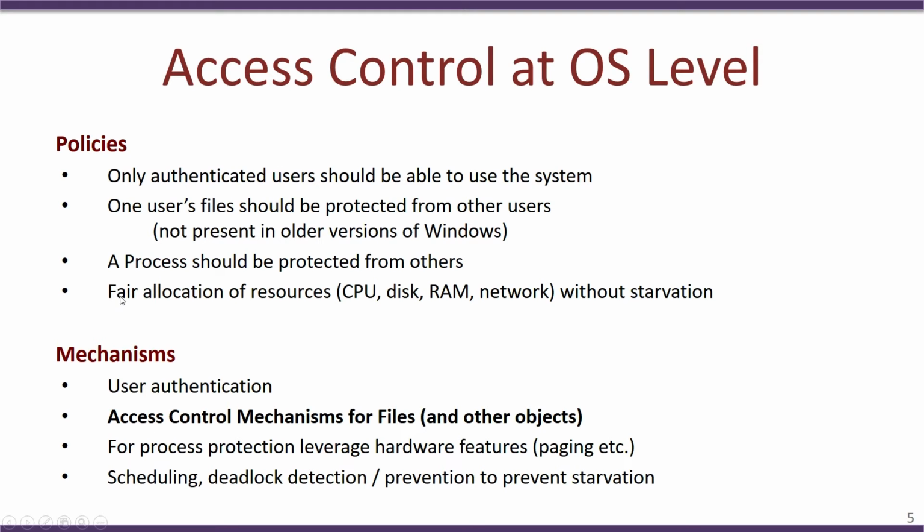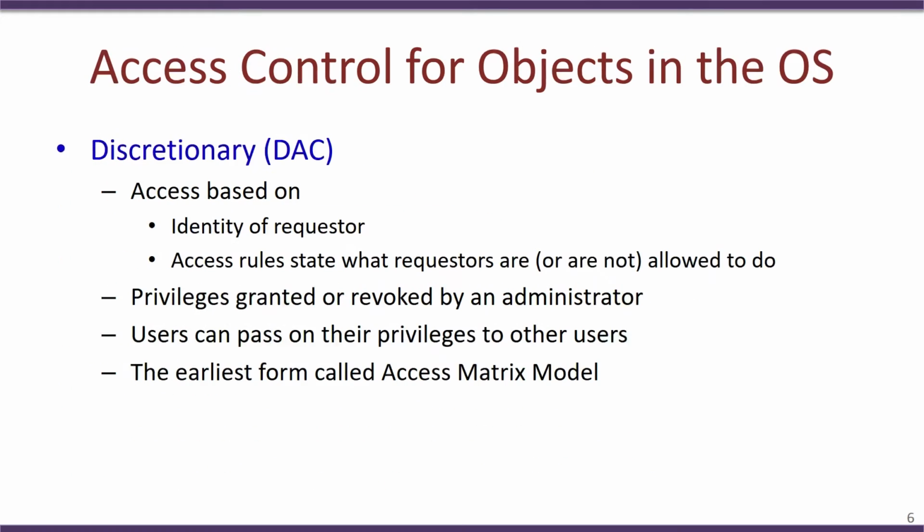Another access control policy which typical OSs implement is the fair allocation of resources such as CPU, disk, RAM and network, so that one process is not starved of a particular resource. In order to implement this policy, various mechanisms such as scheduling, deadlock detection and prevention are used in order to prevent starvation of a particular process and ensure that all resources are optimally shared amongst the various processes in the system.